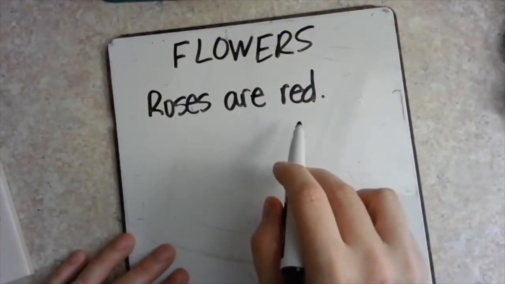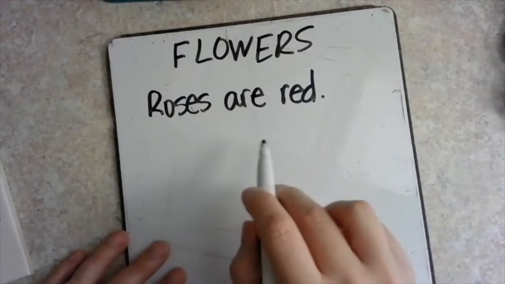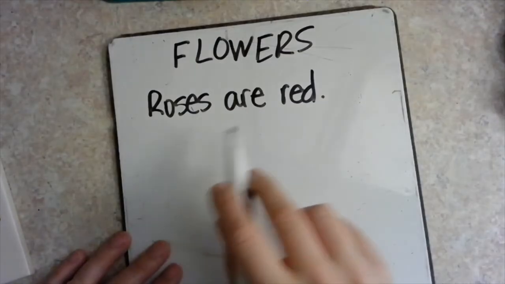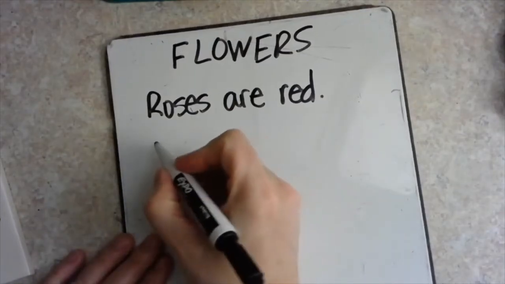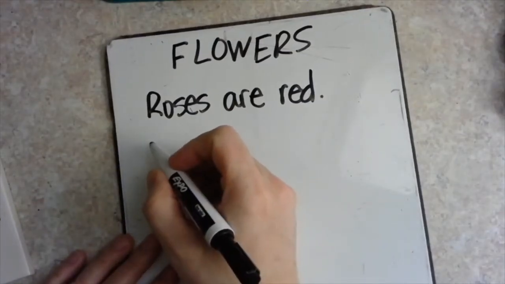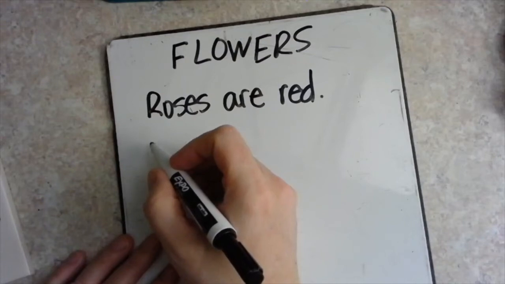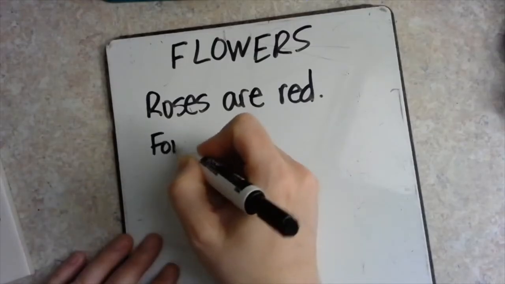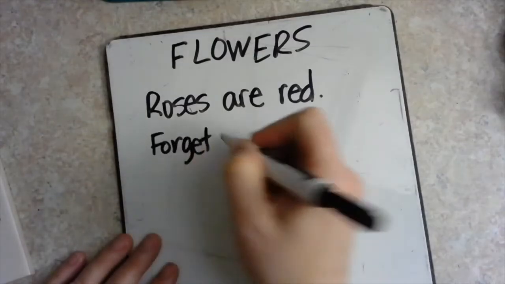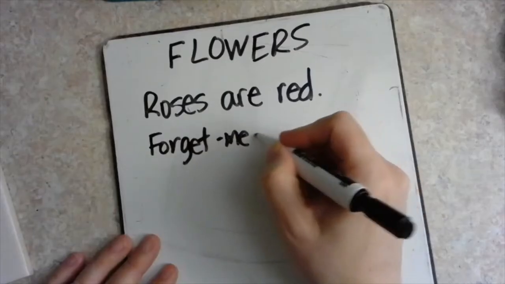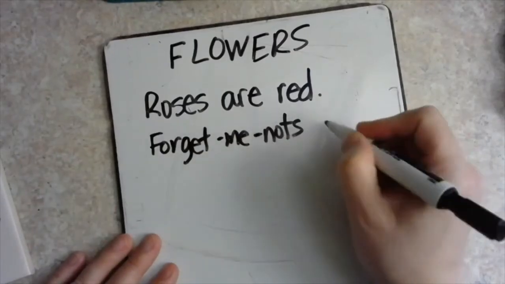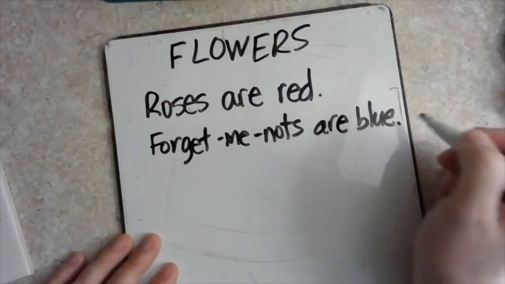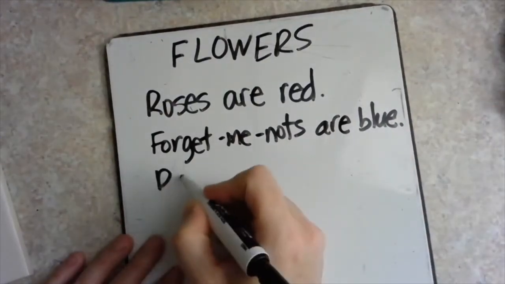I know a poem that starts that way. Roses are red, violets are blue, sugar is sweet, and so are you. You know what? I'm going to borrow some of that. I'm going to say roses are red, violets are blue. That doesn't make sense though, because violet is like the color purple. So how about forget-me-nots are blue.